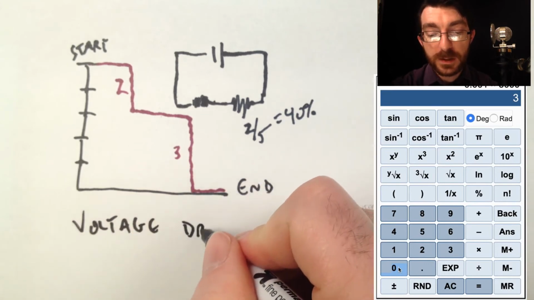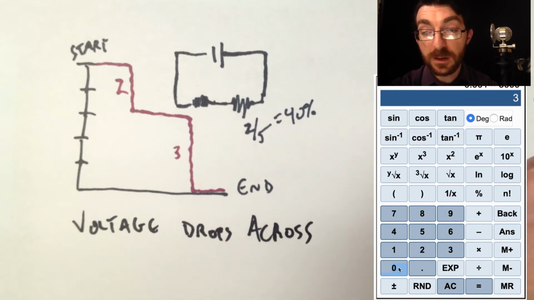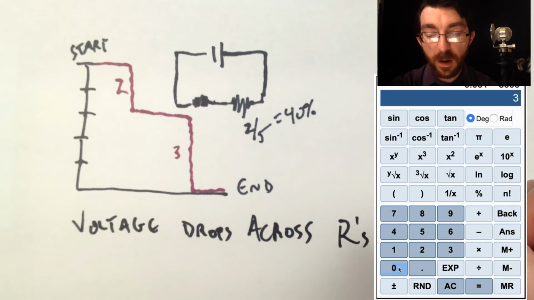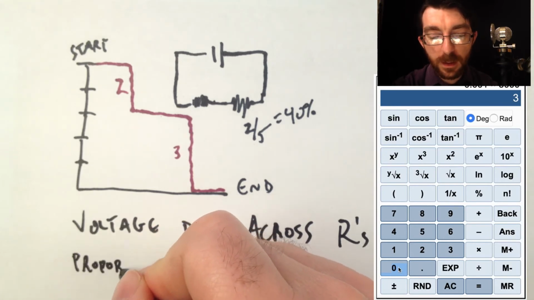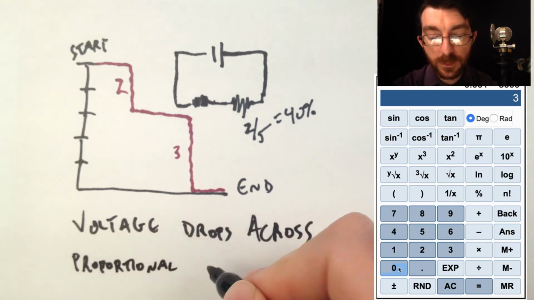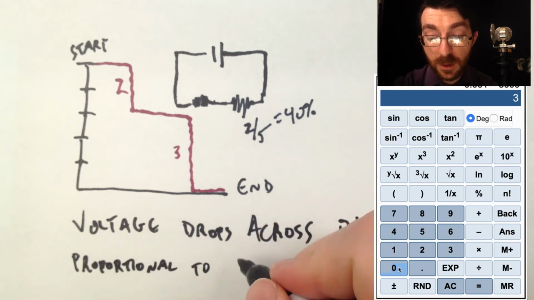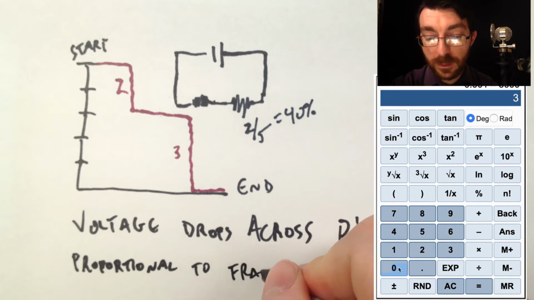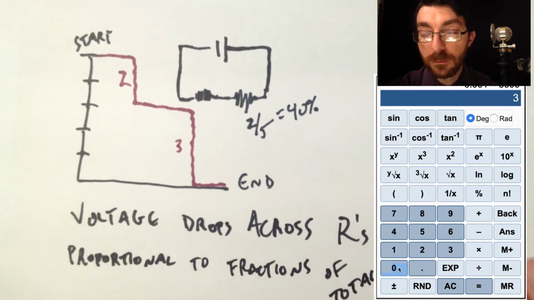I'm going to say voltage drops across, this is the terminology, across resistors. I'm just calling them R's so it can fit. Voltage drops across resistors, and it's going to be proportional to whatever fraction of the total resistance that resistor is. So proportional to that resistor's fraction of the total. Okay?